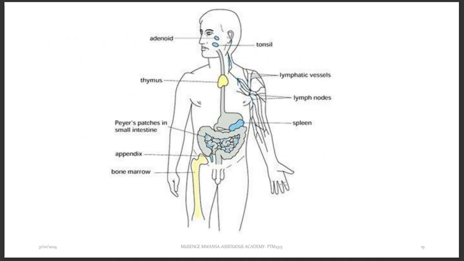So this is what we can see. You can see we have tonsils there in the mouth. The thymus is just in front here. It's actually on top of the heart. And then you have your bone there, which contains bone marrow. And then you have the Peyer's patches. The Peyer's patches are found in the small intestines. The spleen is just found next to the stomach there, and these others.